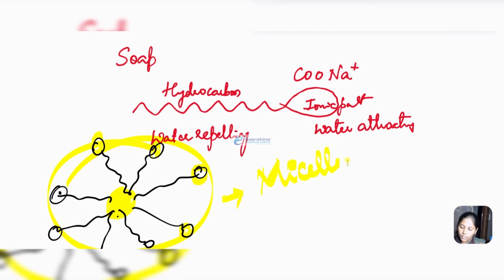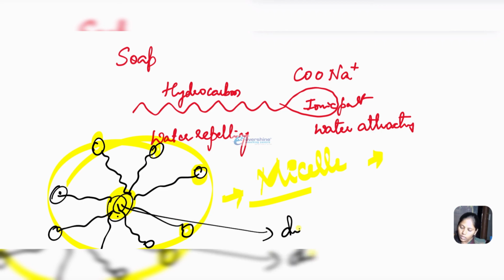When this structure is formed and you wash it, the dirt will be removed. So this is the cleansing action of the soap. In each micelle, soap molecules are arranged radially such that the hydrocarbon is towards the center and the ionic part is always outside. It will form an emulsion, and then it can be washed thoroughly with water and removed. So this is all about the cleansing action of soap.